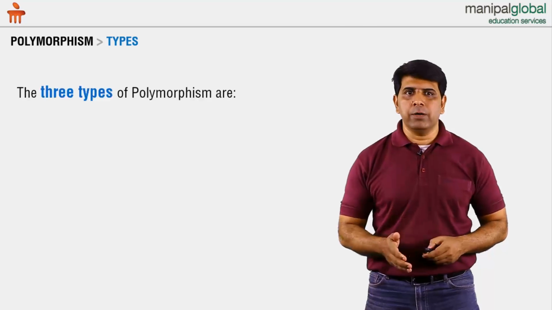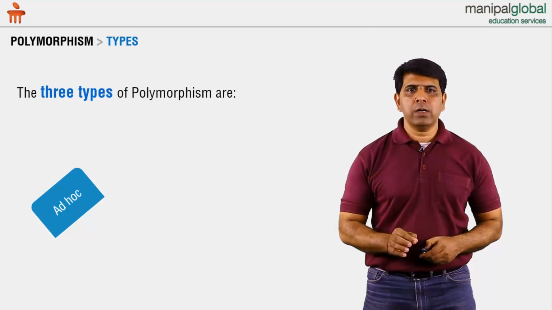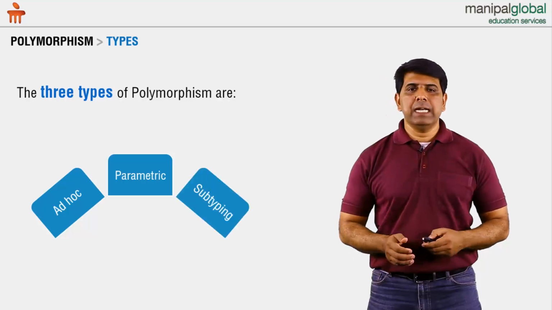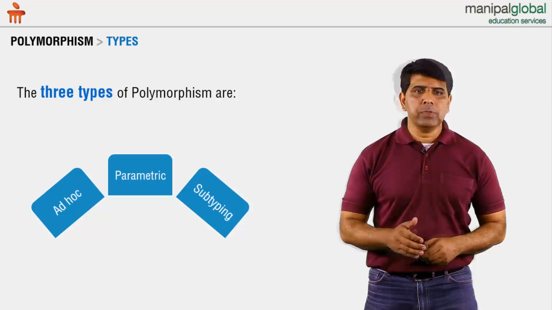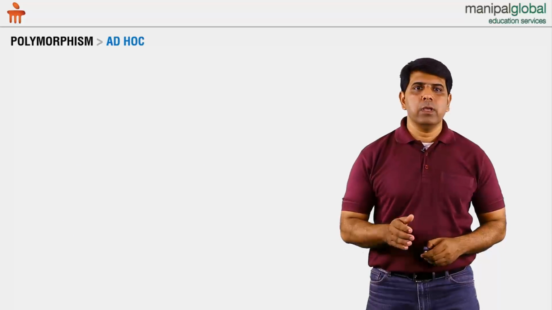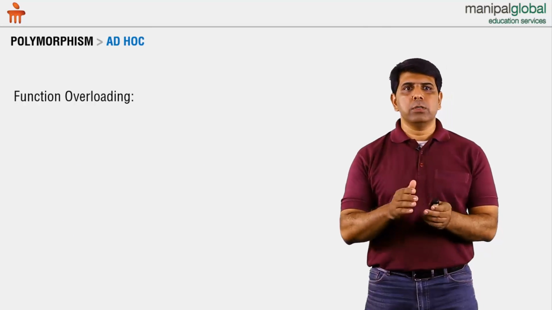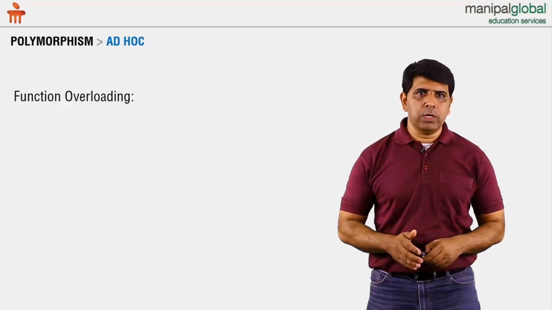So there are 3 types of polymorphism: ad hoc, parametric and subtyping. Let's look at each one of them in detail. Let's begin with ad hoc. Ad hoc is about function or operator overloading.